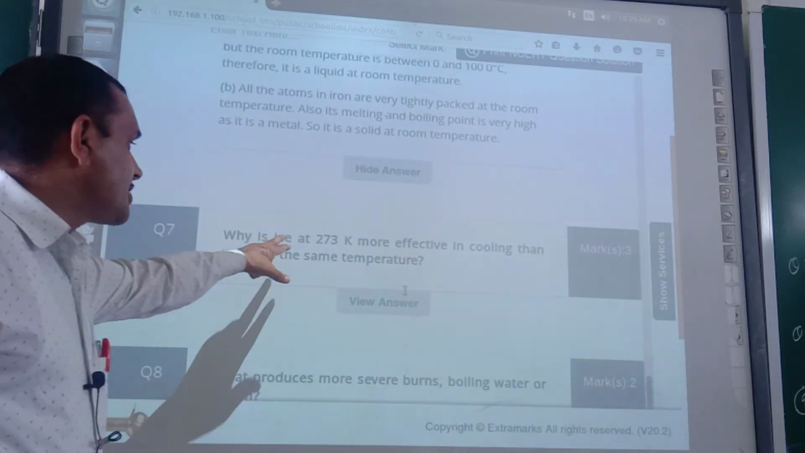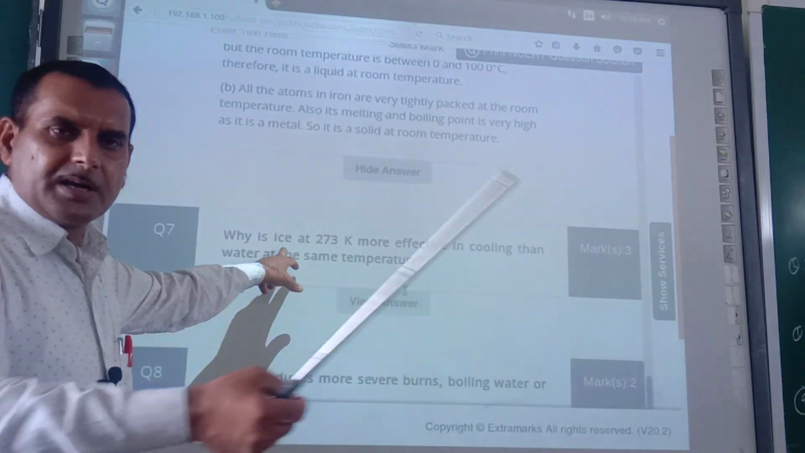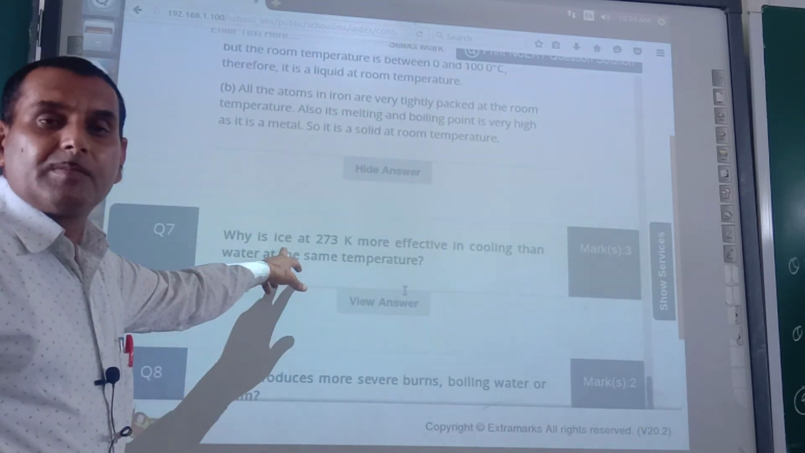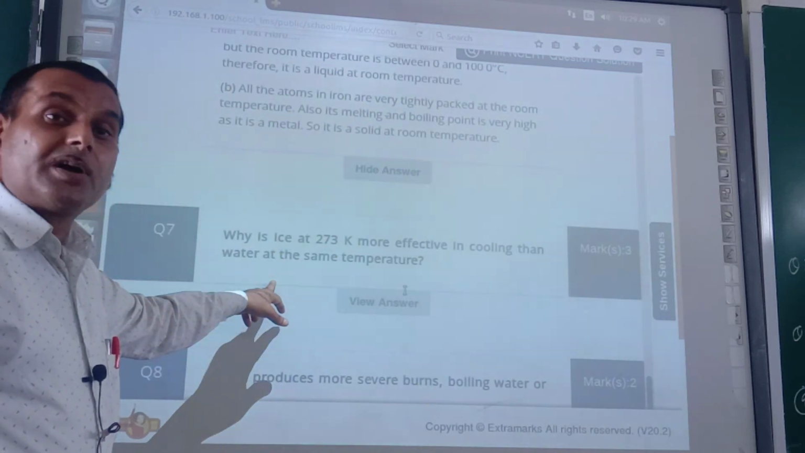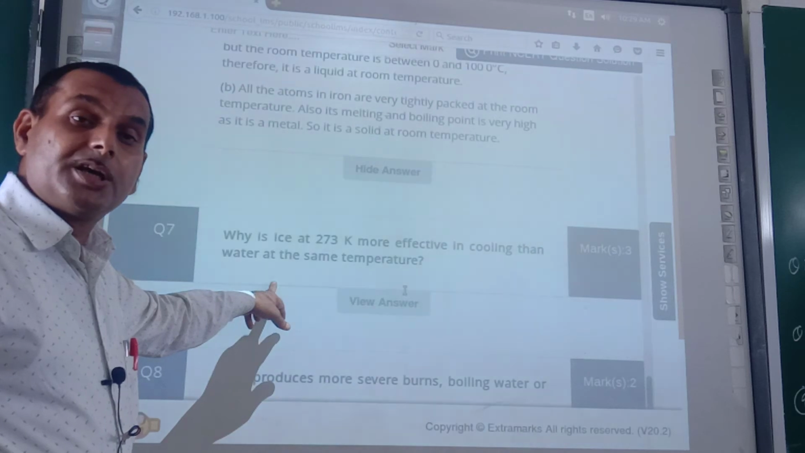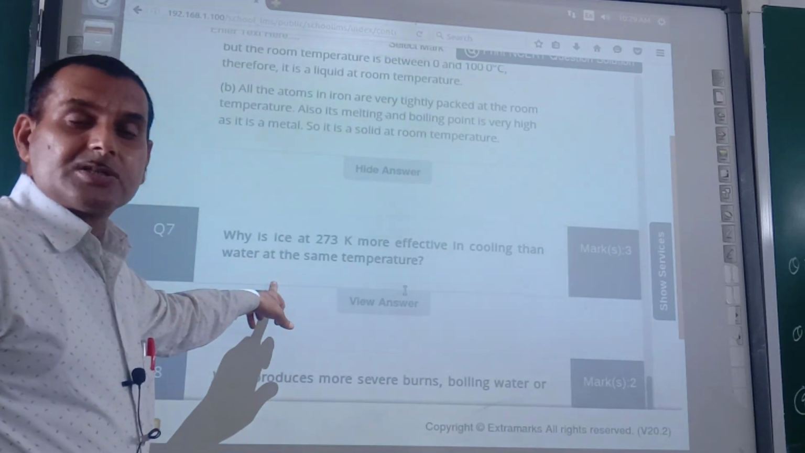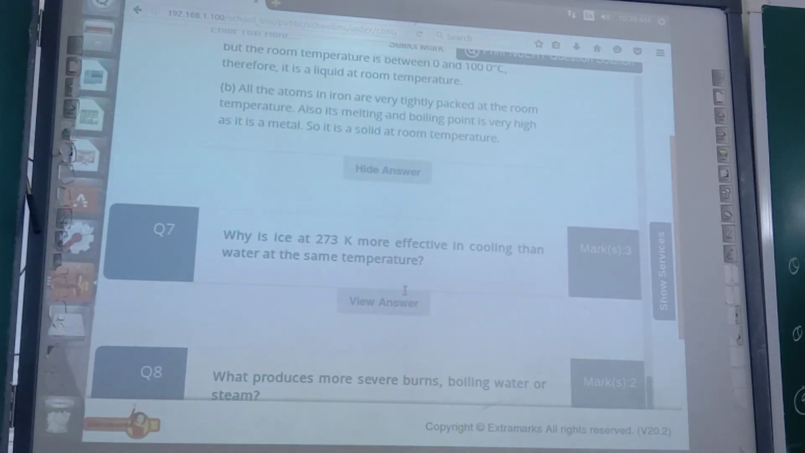Here ice is at 0 degree Celsius, that is its melting point. So a very little amount of heat it will take from the object and it will be converted into liquid state. While water, to be converted into vapor state, it has to absorb the heat from 0 degree Celsius to 100 degree Celsius. So that much heat is not possible to be absorbed. That is why ice is more effective in cooling than water.